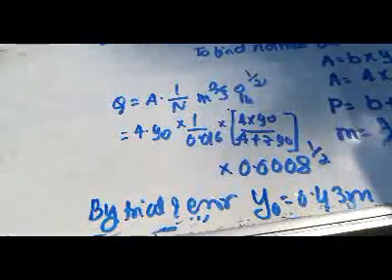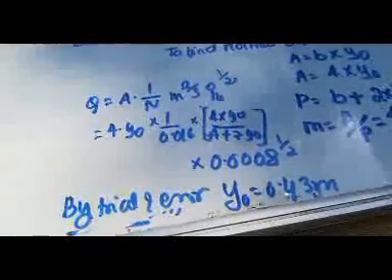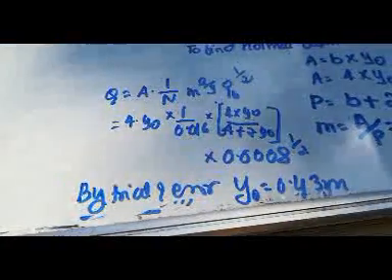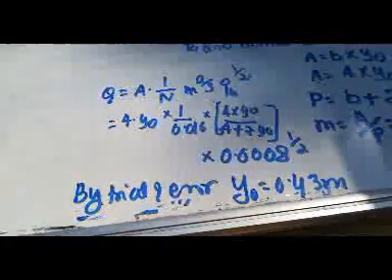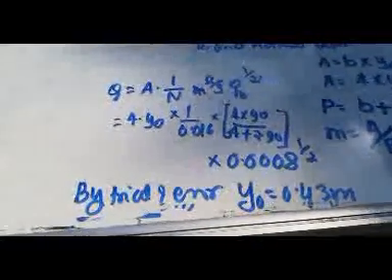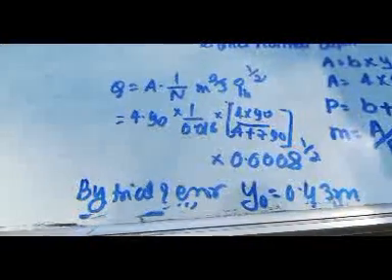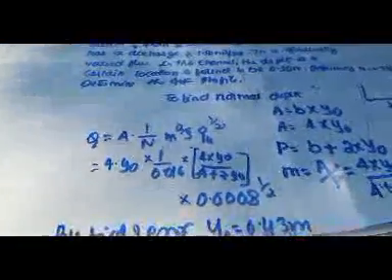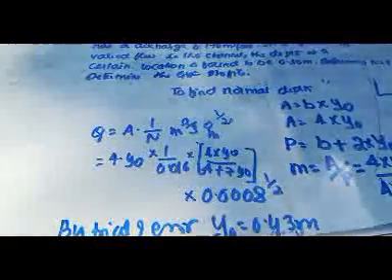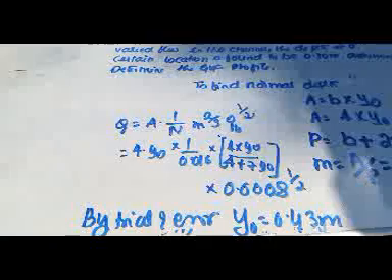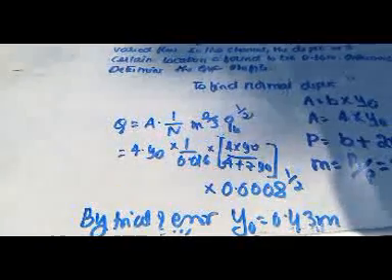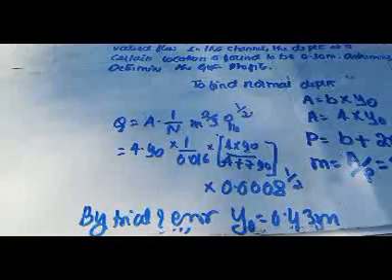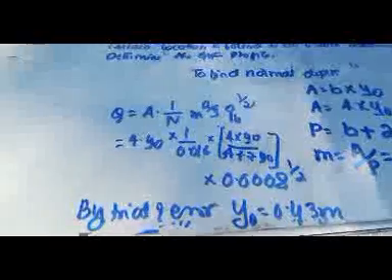And now calculate the critical depth. We found normal depth Y0 is 0.43 meter, because we have the discharge. So this is the first step, but we need to find out what kind of profile it is. As we discussed before, there are different profiles: backwater profile, mild slope, steep slope, and critical slope. In this problem we need to discuss what kind of gradual varied flow will be created.